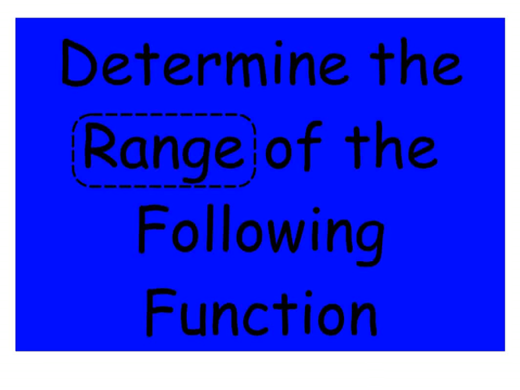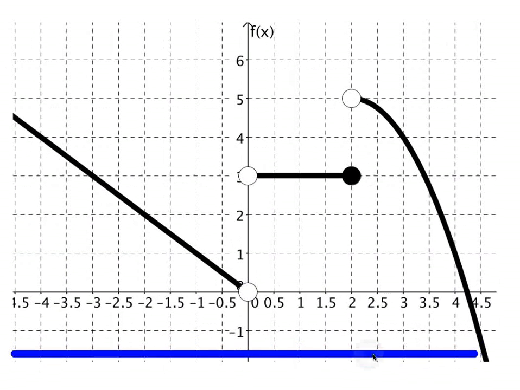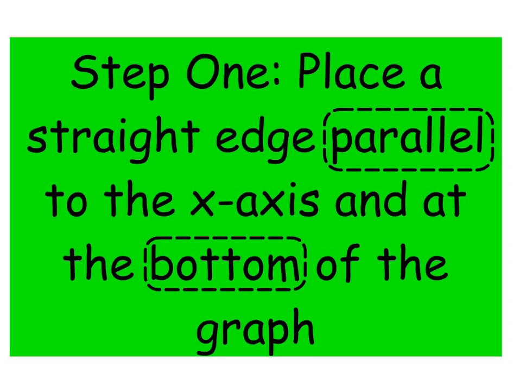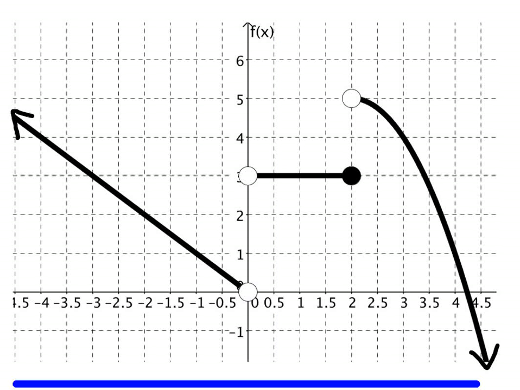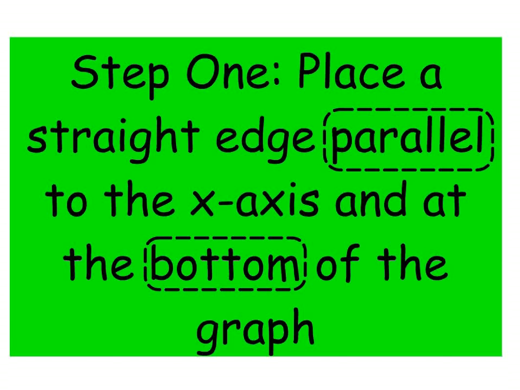Let's get started. Determine the range of the following function. Okay, so we've got our test line lined up down here. It's going to be our first step. By the way, let's go ahead and fill in these arrows. It's going down and up right there. So first step, place a straight edge parallel to the x-axis and at the bottom of the graph. When we're figuring out range, you're going to put a line at the bottom of the graph.